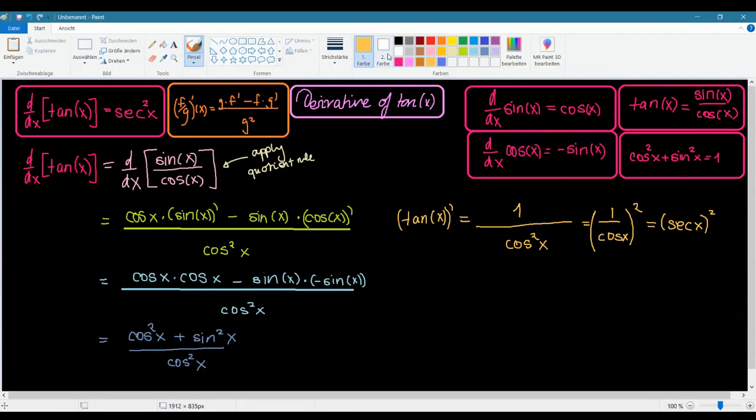So our final solution, I'm going to write it in the notation where the square comes before the x, just because I prefer that notation. So our solution, and the end of our proof, is that dy dx of tan x does indeed equal secant x squared.